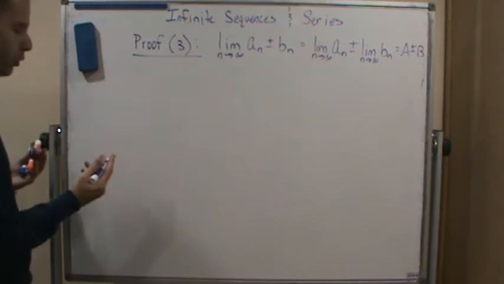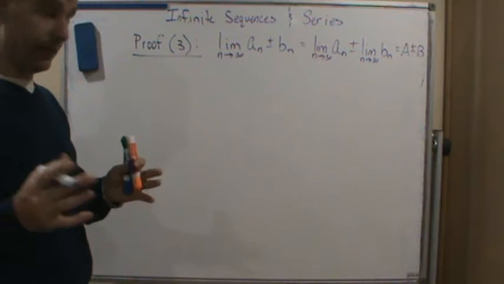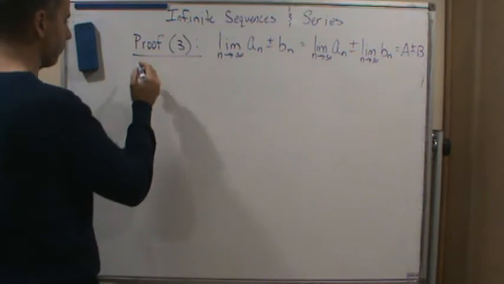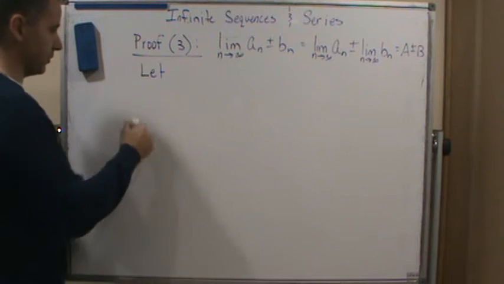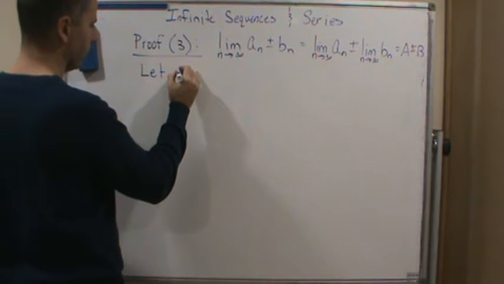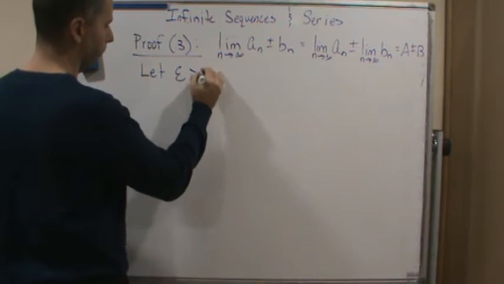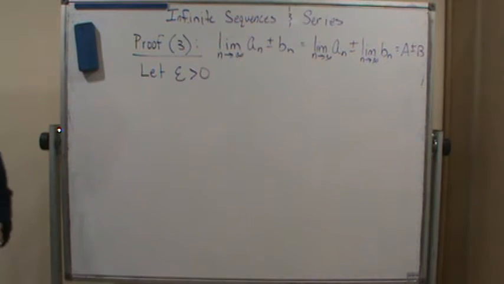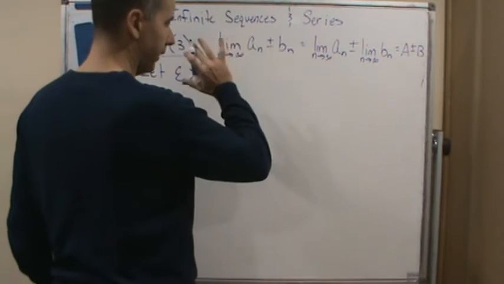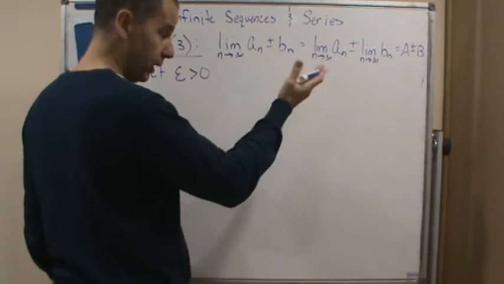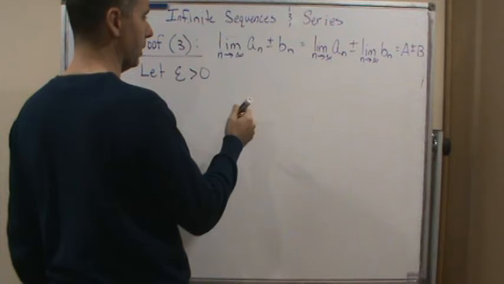For the proof, let's be given an epsilon. First of all, we start with epsilon. We need to choose an epsilon. So let epsilon be greater than 0. Okay. Now, we're assuming that the limits exist, right? We're assuming that we have those limits.